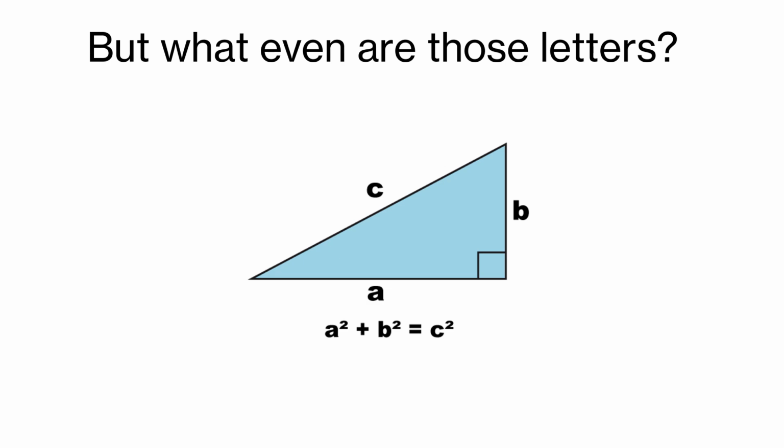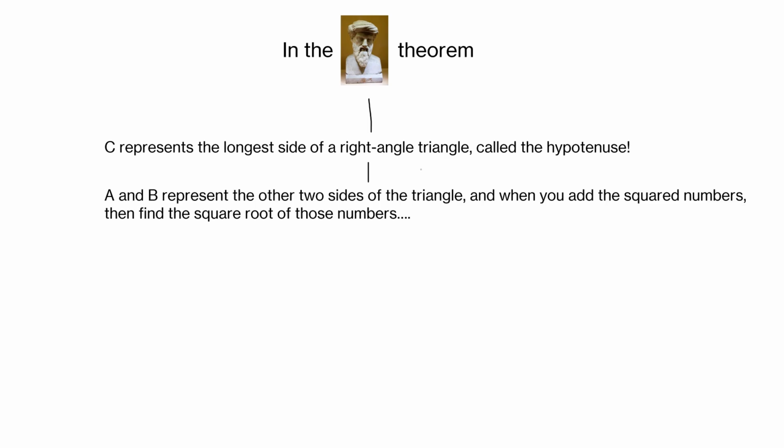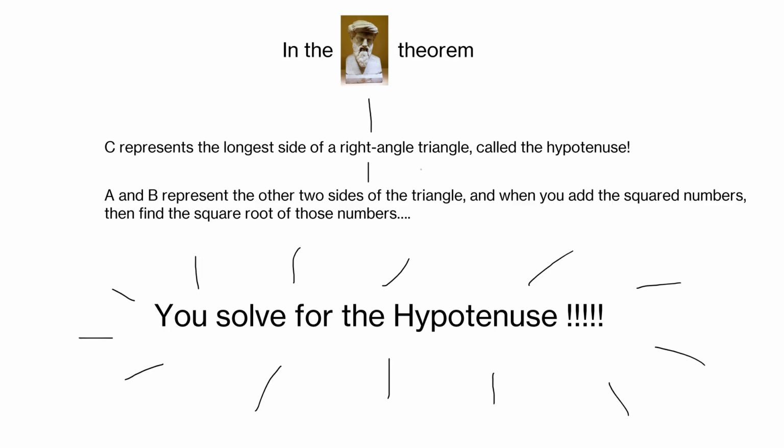But what even are those letters? Well, in the Pythagoras theorem, C represents the longest side of a right-angled triangle, called the hypotenuse. A and B represent the other two sides of the triangle, and when you add the squared numbers, then find the square root of those numbers, you solve for the hypotenuse.